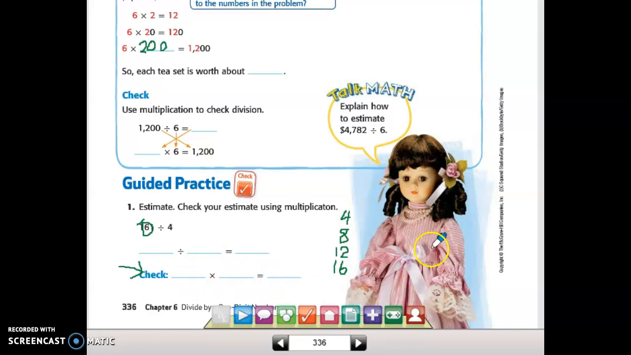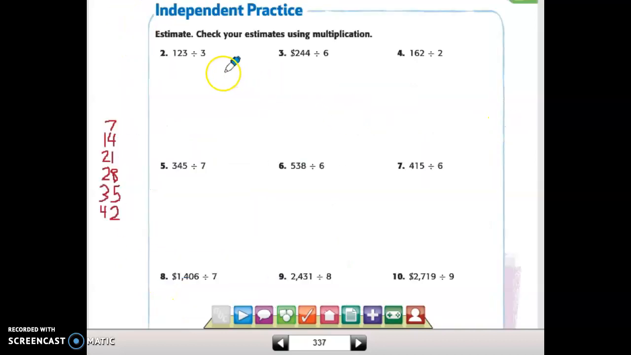Also, I found a grammar mistake. Anybody who finds the mistake in the guided practice, I will give you $1. Otter dollar.